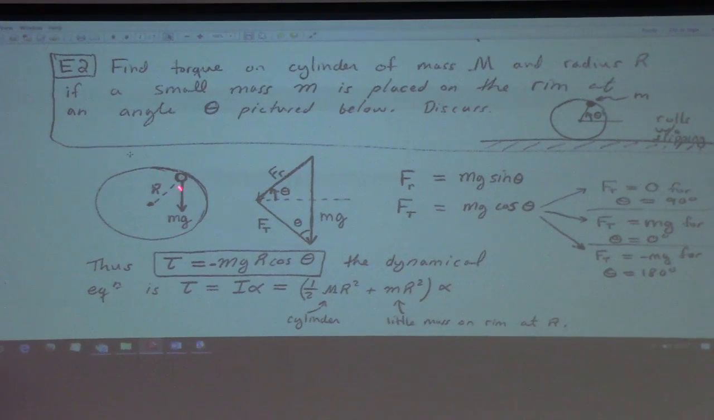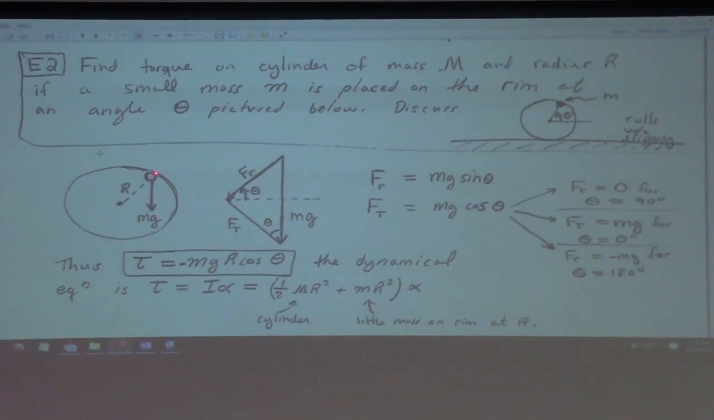Anyway, so you look at the torque on the system, you have mg r cosine theta because that's the part of the gravity which is actually acting like this. So that's the torque on the mg. And so torque is equal to I alpha. The inertia is coming from two things. One half M r squared, the inertia for the cylinder, and then m r squared because the little mass is all at radius r, all right? And so that's the torque equation.